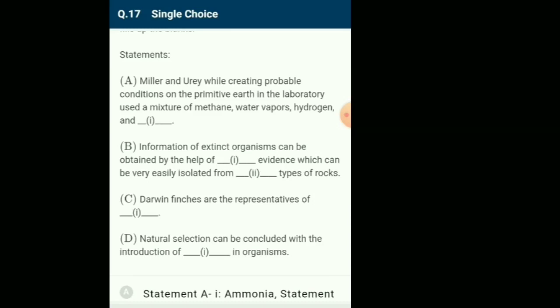Urey and Miller experimentally proved the formation of simple organic compounds from other simple compounds under specified conditions, where they took the methane, ammonia, hydrogen mixture in the ratio of 2:2:1. All these heated products were passed through a condenser, which on condensation yielded aqueous and end products. Fossils can also provide evidence of evolutionary history of organisms. Such fossils can be easily isolated from sedimentary rocks.